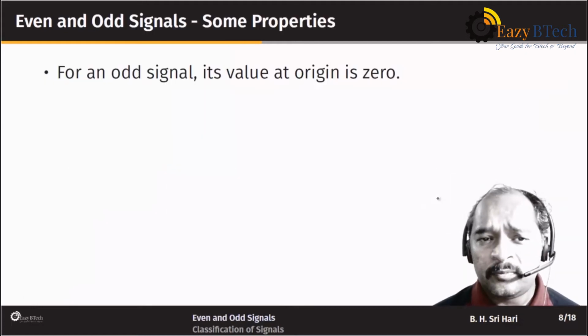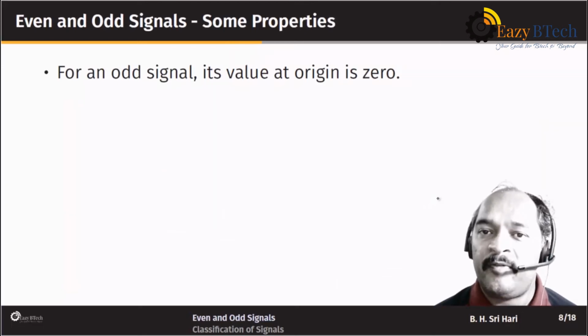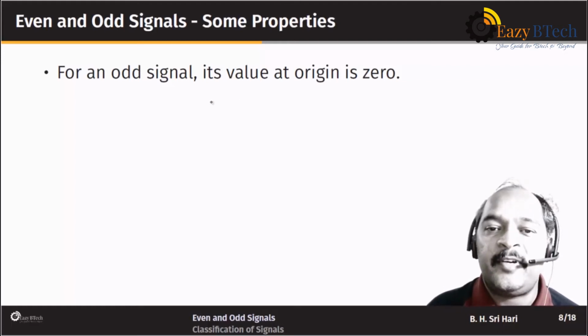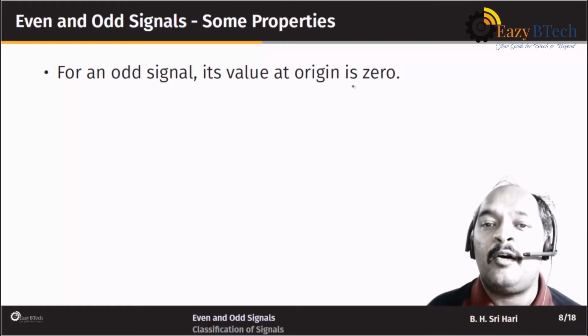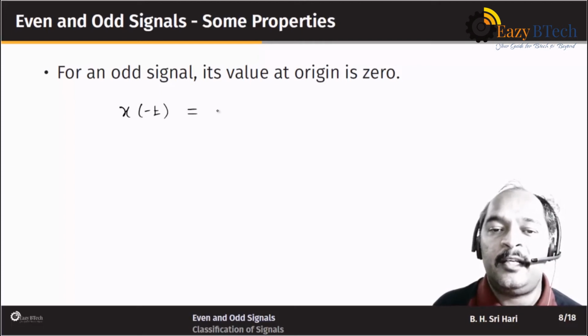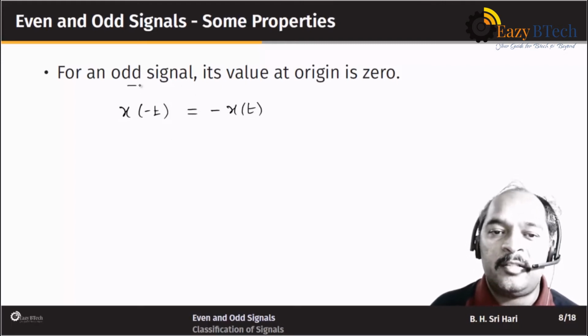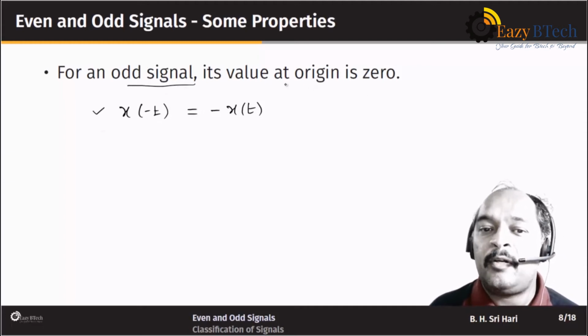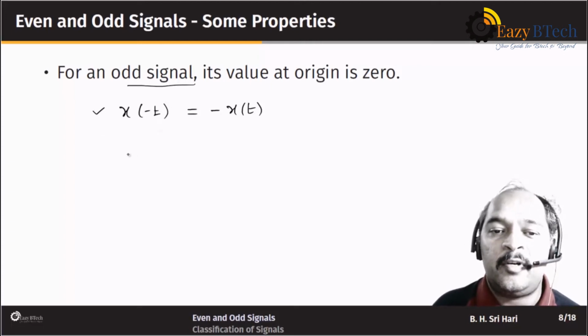A few properties which are satisfied by these even or odd signals are here. The first property says that for an odd signal, its value at origin is 0. What do I mean by that? Let us take a continuous time signal which is odd. It means that the signal should satisfy which property? x of minus t equal to minus x of t. It is an odd signal, so definitely this condition should be satisfied, and it is asking the value at origin. If you want the value at origin, what should we do? We should replace t with 0.